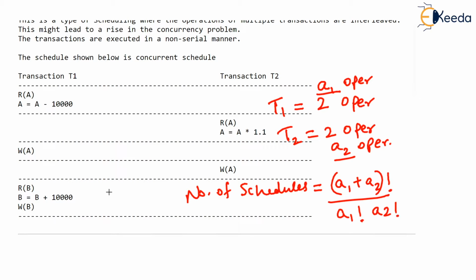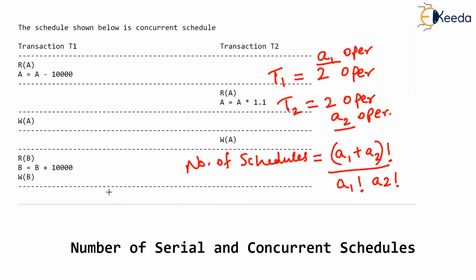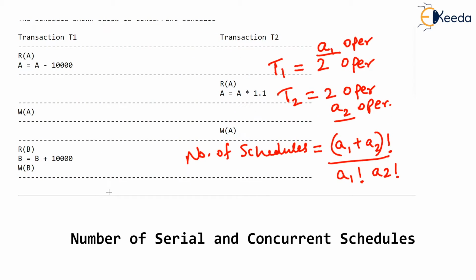I'll explain the formalization, but wait a minute. First of all, let's put the values here and see whether it is working. A1 is 2 and A2 is 2. So this becomes 4 factorial, which is 24, divided by A1 factorial, which is 2 factorial, and A2 factorial, which is 2 factorial. That is 2 into 2, that is 4, and the number of schedules we got is 6. But you recall the number of schedules we got were 4.